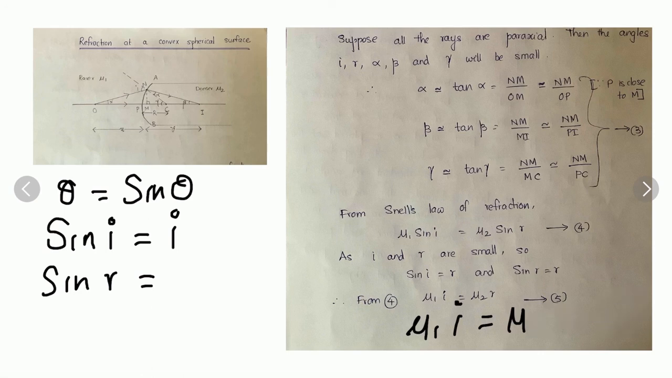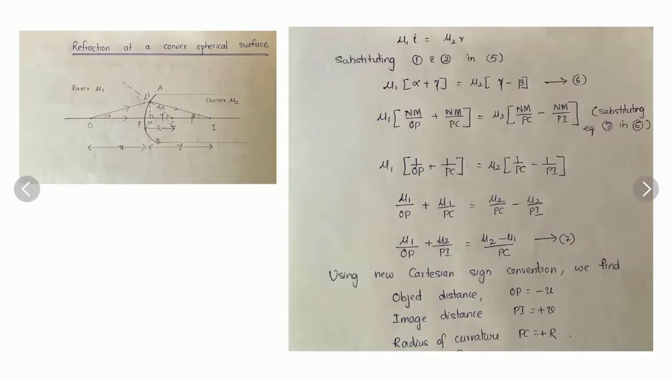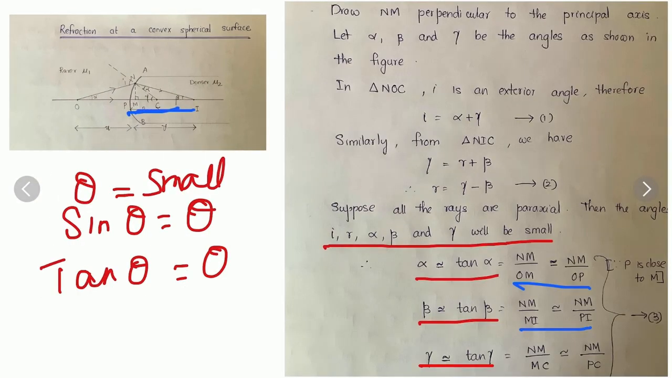So we got up to this point, and then let's continue. Mu1 I is equal to mu2 R. This is what we got. Then substituting equations 1 and 2 in 5. So let's go back and see what equations 1 and 2 are.